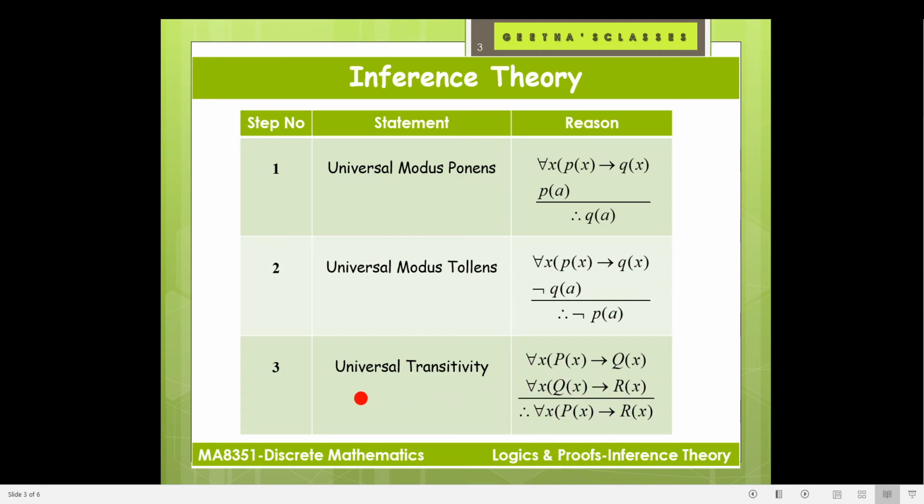Next one is universal transitivity. Already you know transitivity: A implies B, B implies C, that implies A implies C. Universal means you are writing in terms of x. For all x, P of x implies Q of x. For all x, Q of x implies R of x. We can say for all x, P of x implies R of x. That is universal transitivity.